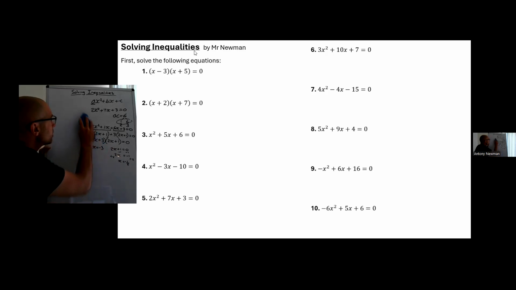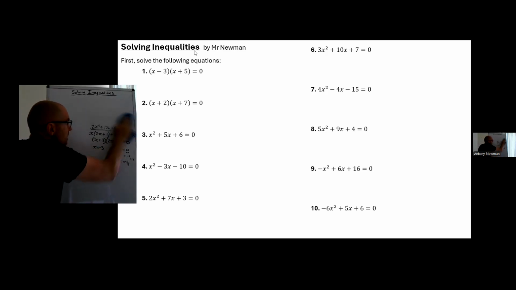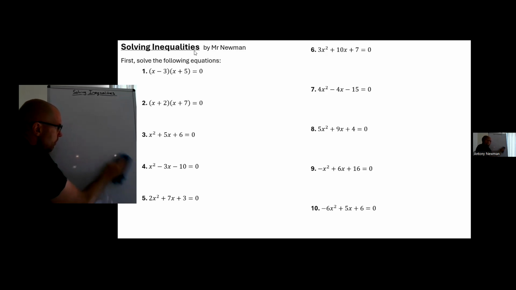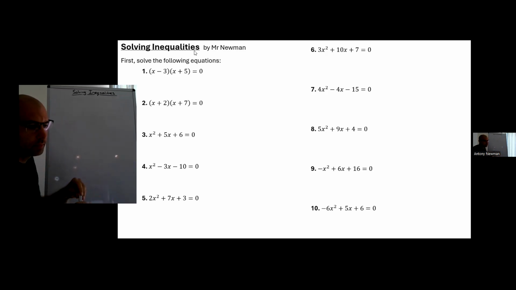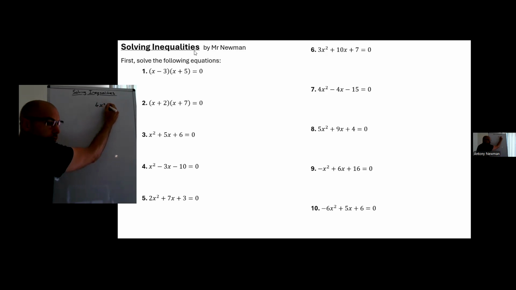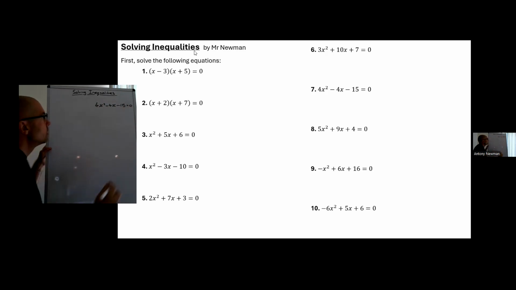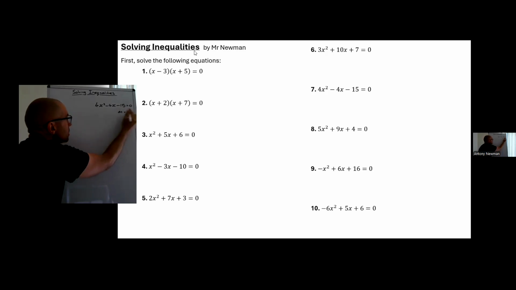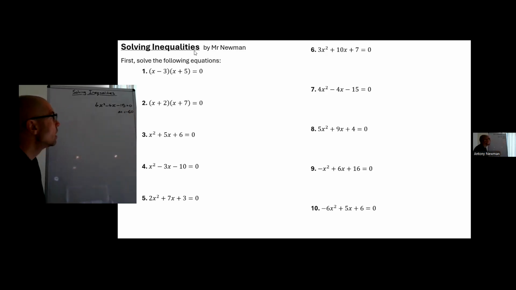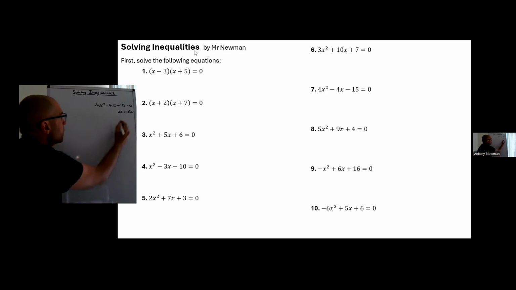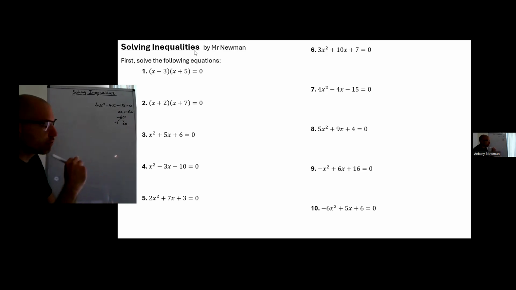Yeah, so question 7 is a bit harder because now we've got a negative, but that's okay. We can work it through. So 4x squared minus 4x minus 15 equals 0. So first things first, yes, to AC. So AC equals, it's not 60, it's -60. Good. Okay, so now we have to do the factors of -60. There's going to be quite a lot of factors of -60. Yeah, the first one is -1 times 60.